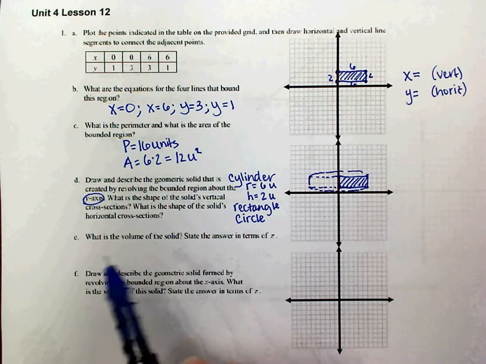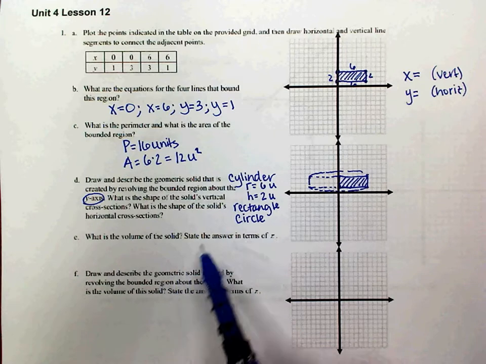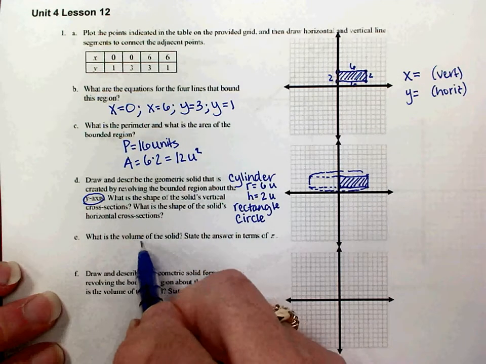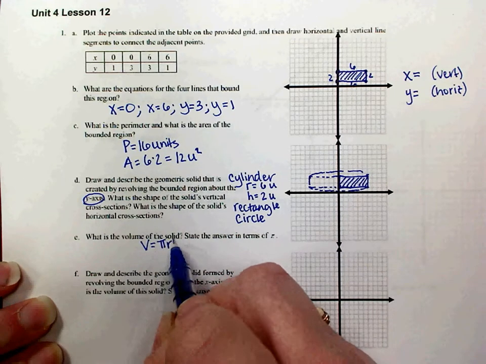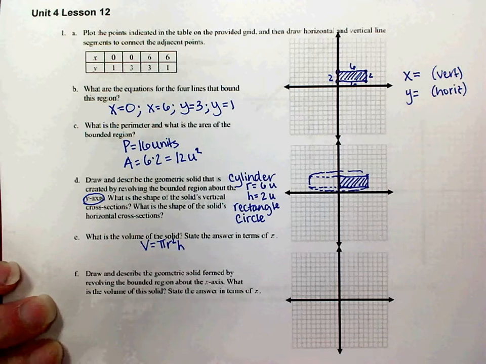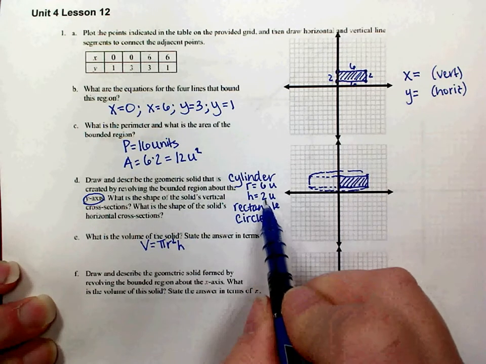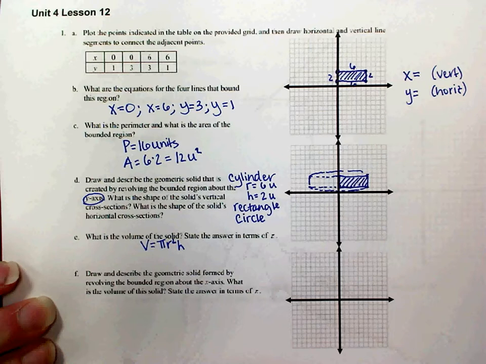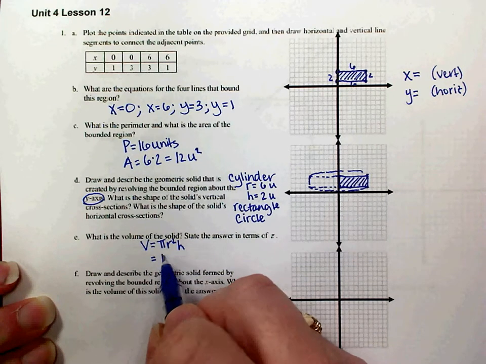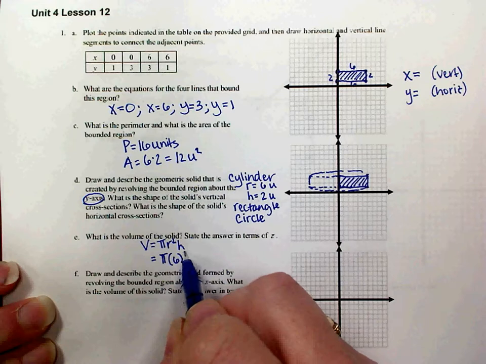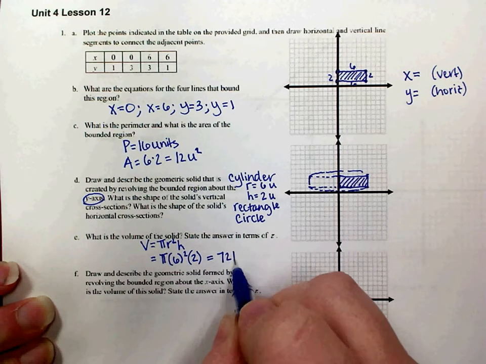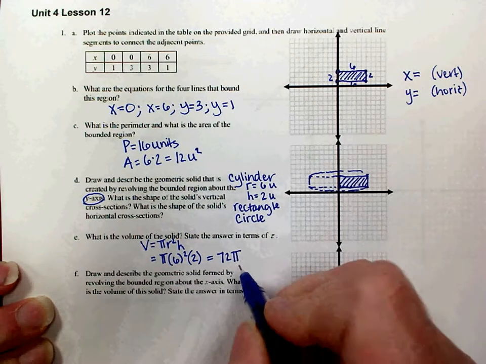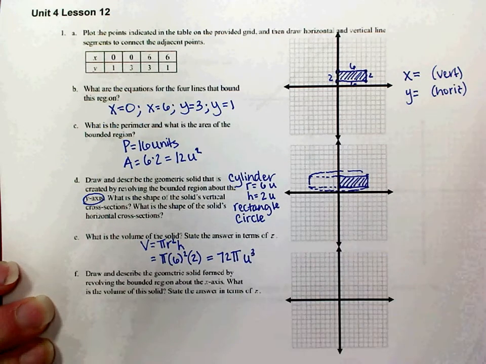Part E says, what is the volume of the solid? Well, the solid is a cylinder, so we know the volume formula for a cylinder is its base area, which is a circle, times the height that's filling up that cylinder. So we know our radius is 6 and our height is 2. We're ready to give our answer in terms of pi. So this would be pi times our radius of 6 squared times the height of 2. 6 squared is 36 times 2 is 72. So our volume is 72 pi units cubed since it's volume.